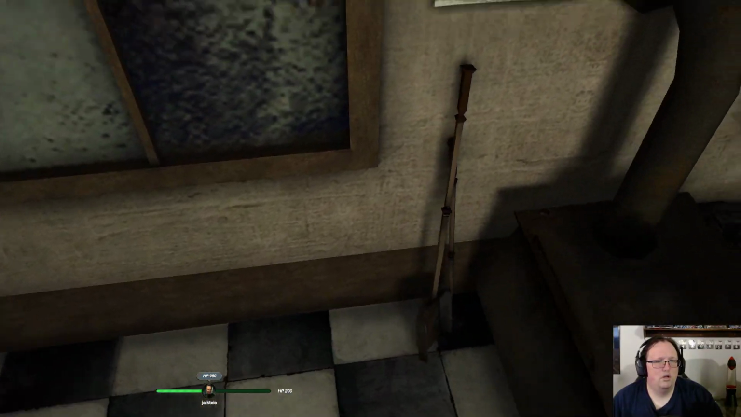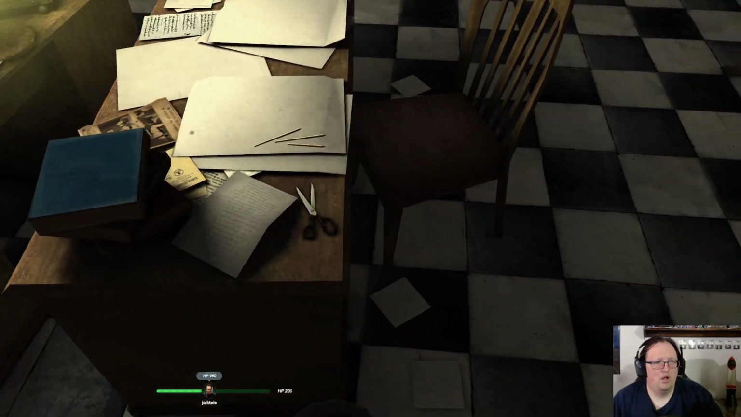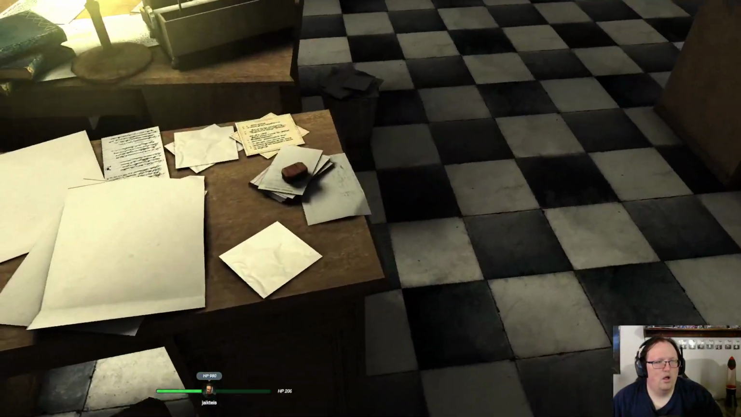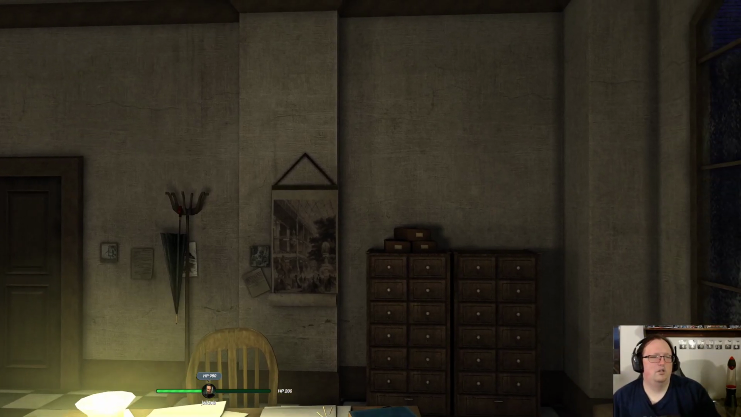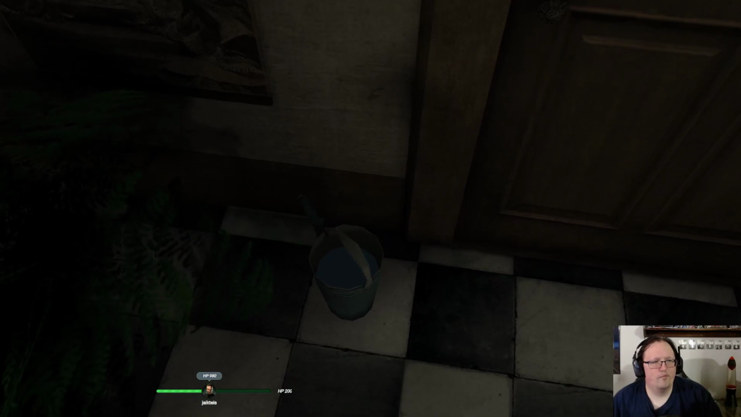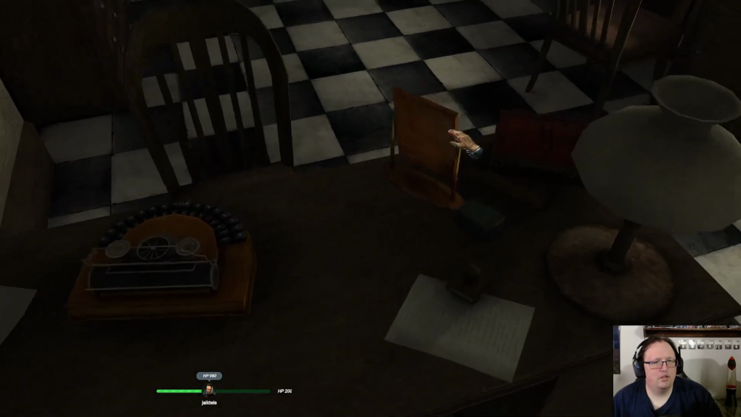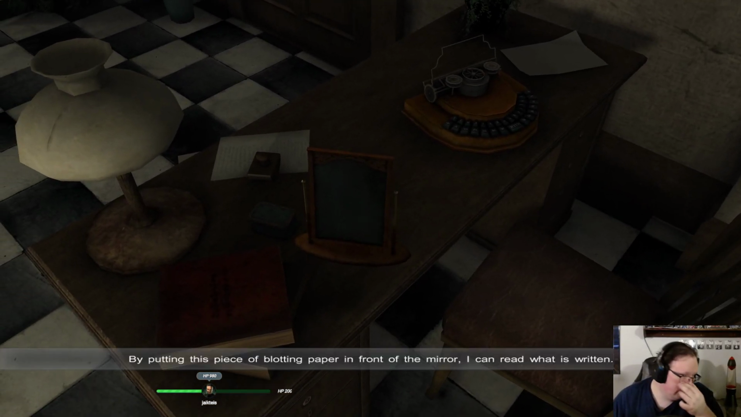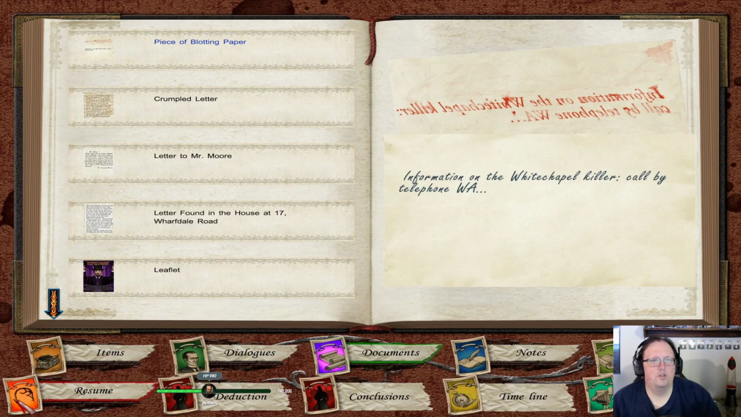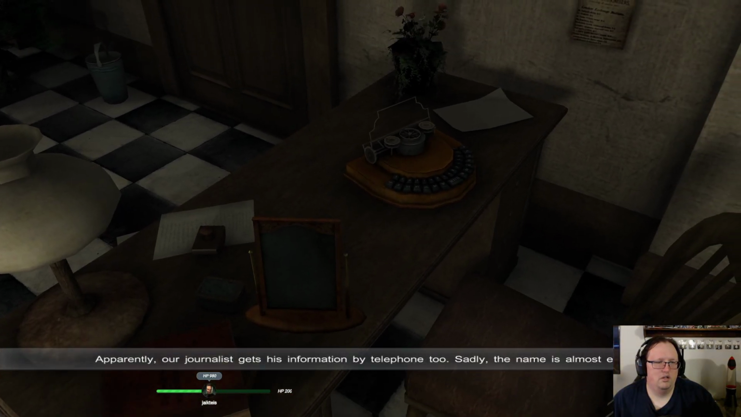Oh. There's nothing else to pick up off his desk. What? Ooh, a mirror. A mirror. By putting this piece of blotting paper in front of the mirror, I can read what is written. Information on the Whitechapel killer. Call by telephone. Apparently, our journalist gets his information by telephone too. Sadly, the name is almost erased.